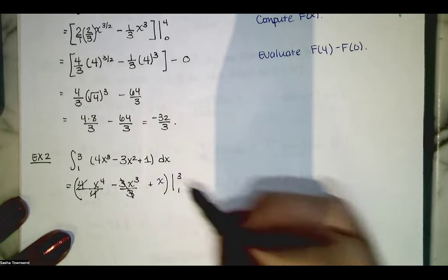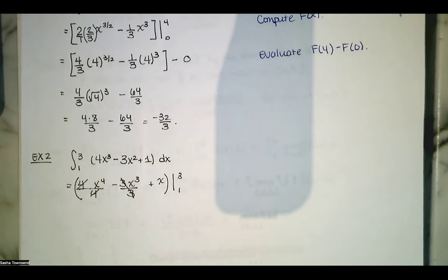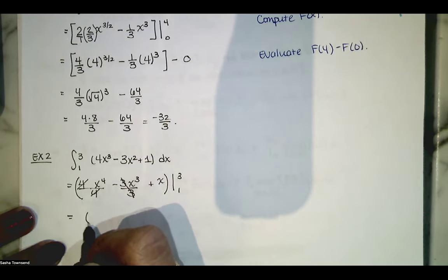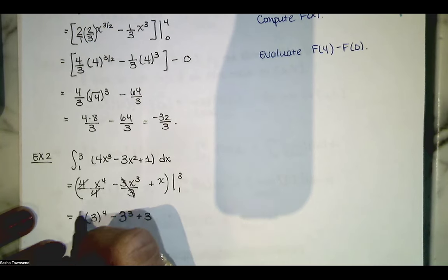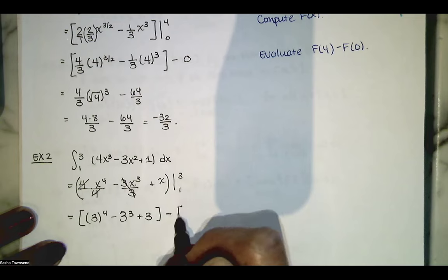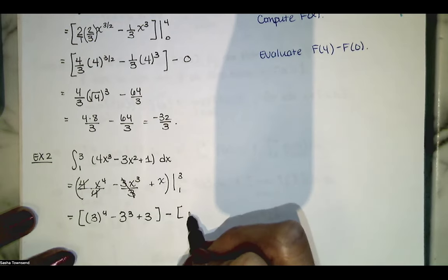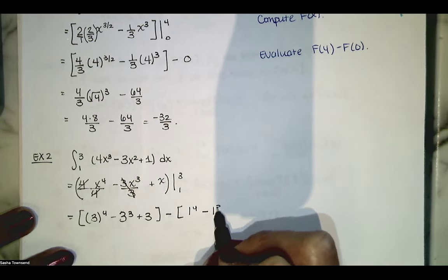antiderivative. We evaluate it at 1, we evaluate it at 3, and we subtract. So we're going to have 3 to the 4th minus 3 cubed plus 3 minus this expression evaluated at 1. So 1 to the 4th minus 1 cubed plus 1.